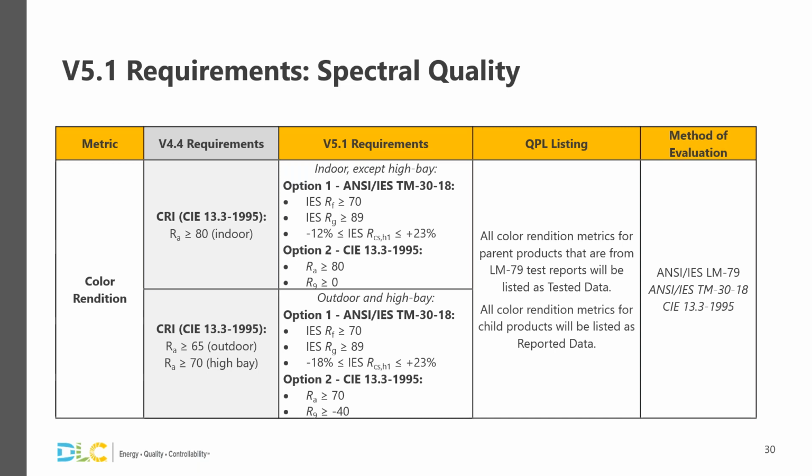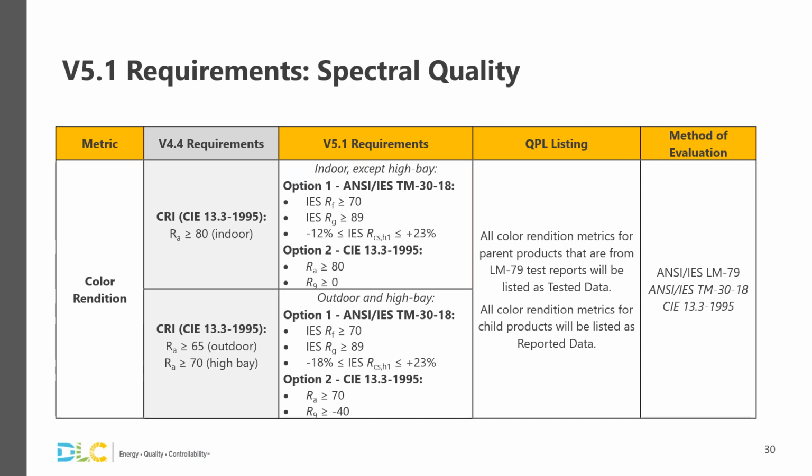That said, you'll notice that there isn't much difference in the DLC thresholds for the TM30 color rendition metrics between indoor and outdoor and high bay products. Looking at the two sets of requirements in this table for indoor and outdoor products, you can see that only one of the 3 values is different. Rcs,h1 is the red rendition measure.